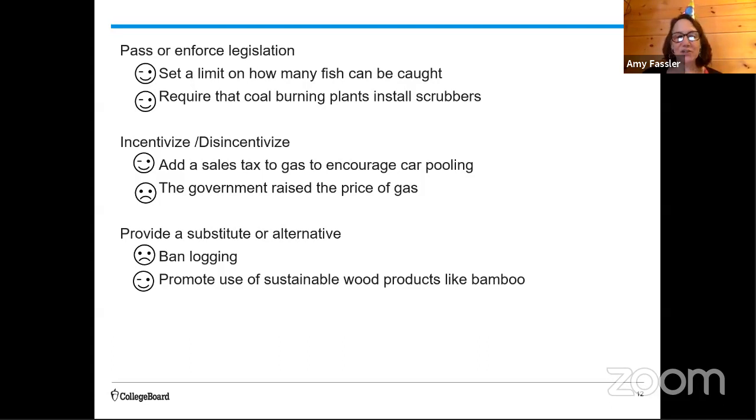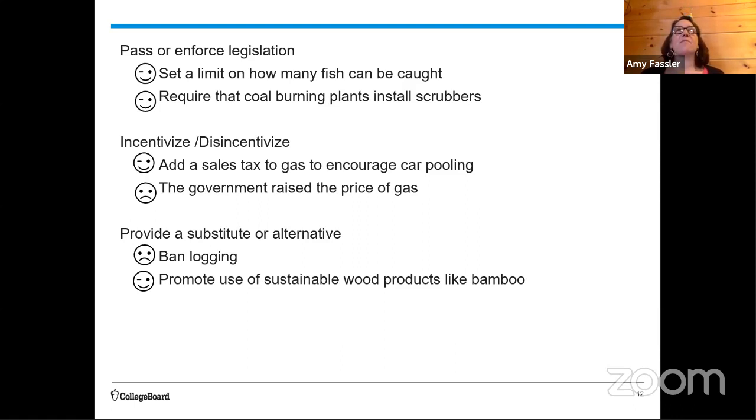A couple additional tips. In general, I can often pass or enforce existing legislation. In terms of maintaining population sizes, I can set a limit or a quota, or I could require that those coal burning plants install a wet scrubber. I could legislate that. I could have things that incentivize or disincentivize many of the harmful practices. I could add a sales tax to gas to reduce emissions. I could reduce SOx by increasing the cost of gasoline and therefore reduce emissions.